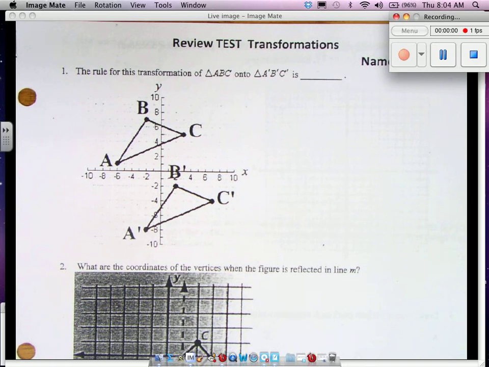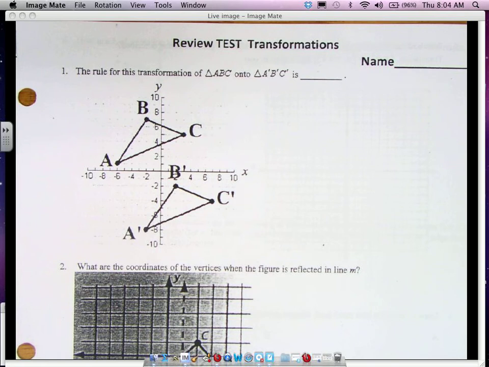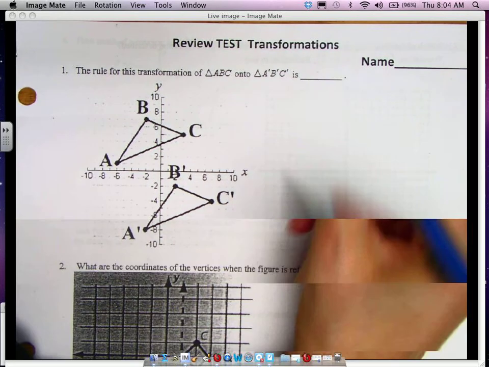Okay, we are looking at the review for the transformation test. Please make sure you have the correct answers for this. Okay, what kind of transformation is this, first of all? Number one. It is a translation.